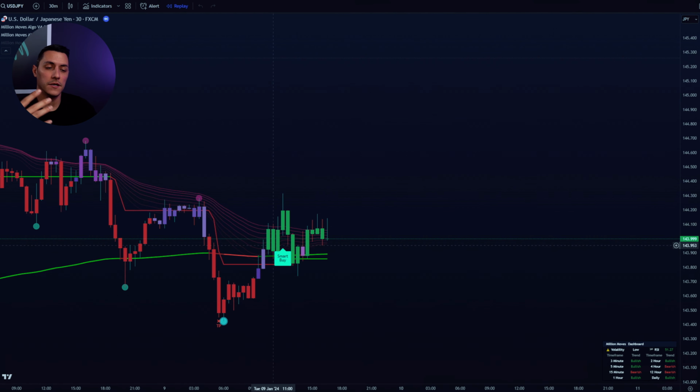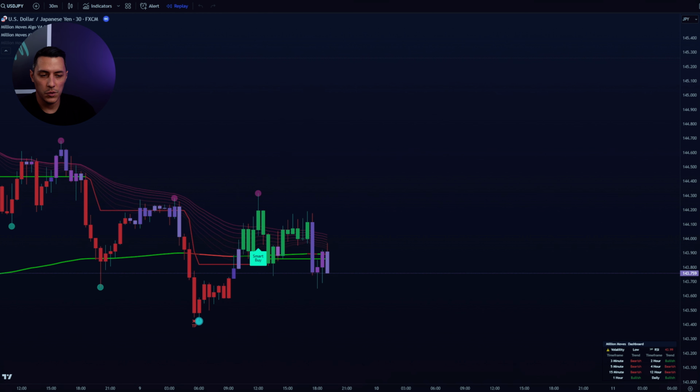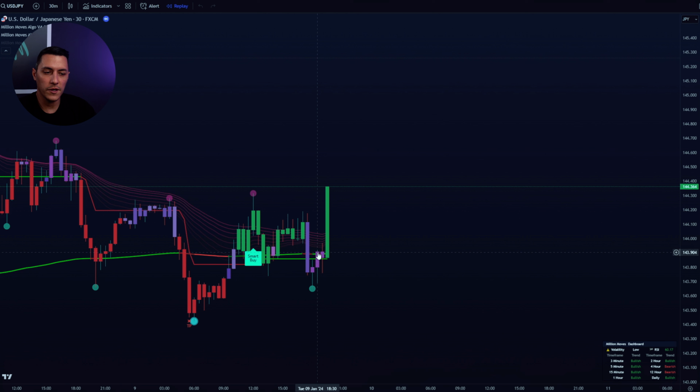Alright guys, here is a different example on the 30-minute chart with UJ. We have a buy signal. You see the price immediately went down. So in this case, we want the red dot first, and then we want the green dot. Now we have the red dot and we wait for a green dot. Now we have the green dot.